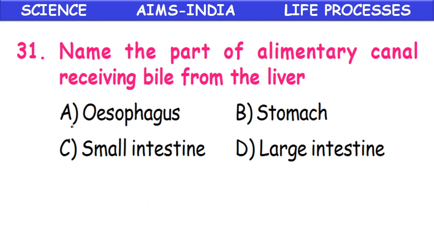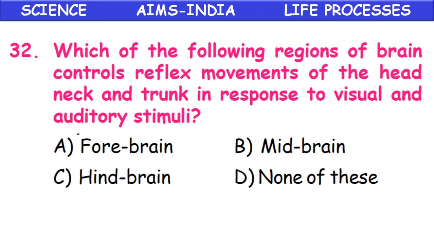Name the part of the alimentary canal receiving bile from the liver. Esophagus, stomach, small intestine, large intestine. Actually duodenum. Duodenum is a part of the small intestine. So the small intestine receives the bile juice from the liver.